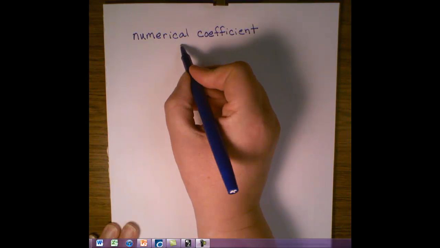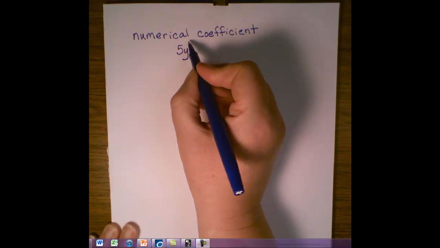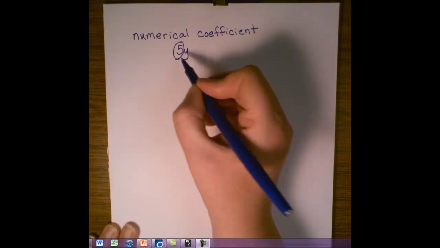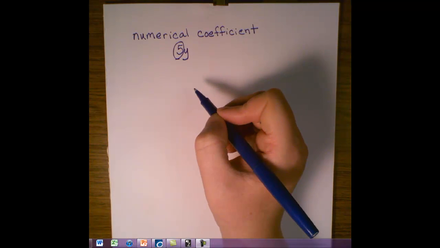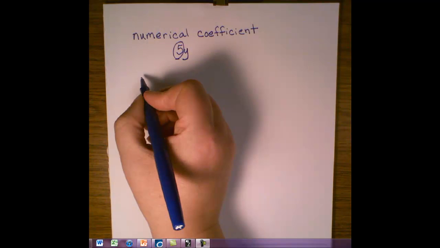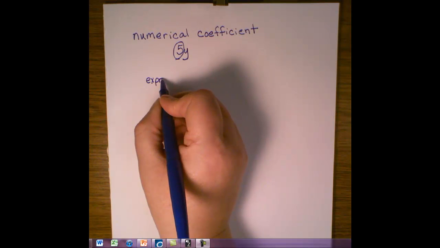For example, in the term 5y, the numerical coefficient of this is the 5. It's the number part of this expression, of this term. And now I've just used two other definitions that we then need to define. The first one that I used was the term expression.